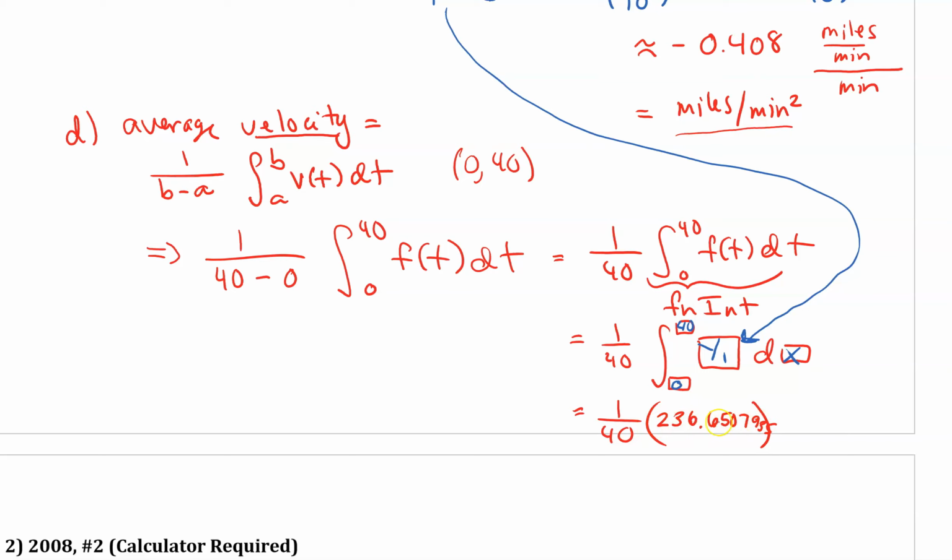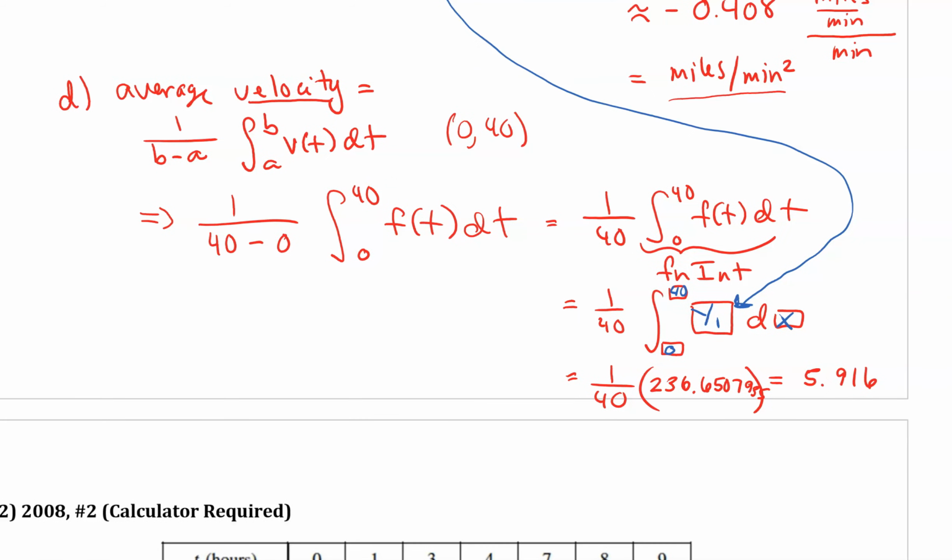And then if I want to find average velocity, then it would be total distance traveled divided by total time that has passed. So when we divide by 40, I get 5.916 if I round to the third decimal place, which is what the AP test always requires. So it's 5.916 miles. That's the 236 part per minute. That's the 40 minutes part. So those are the units for part D.